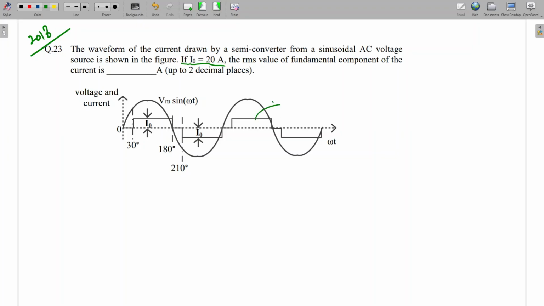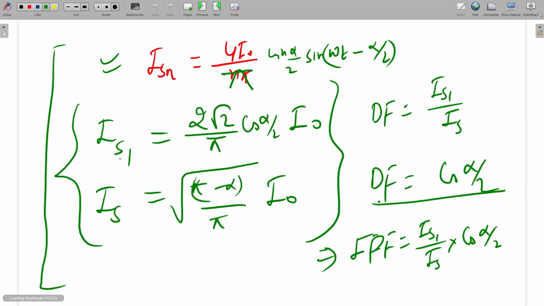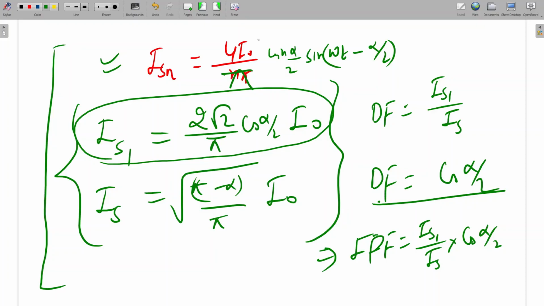This is the source current. What is the RMS value of the fundamental component of the current? Not I naught into root 2 by 3, it is not that formula. The RMS value of the fundamental component means the first component, IS1. We have already derived IS1 is equal to 2 root 2 upon pi cos alpha by 2 into I naught.